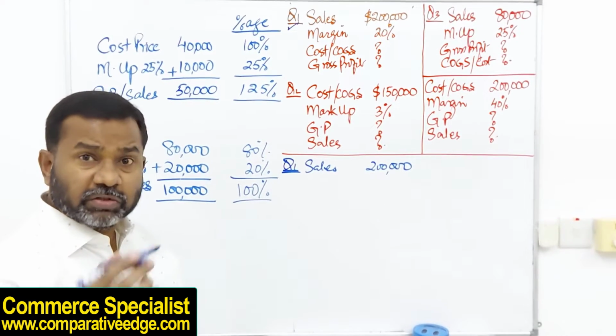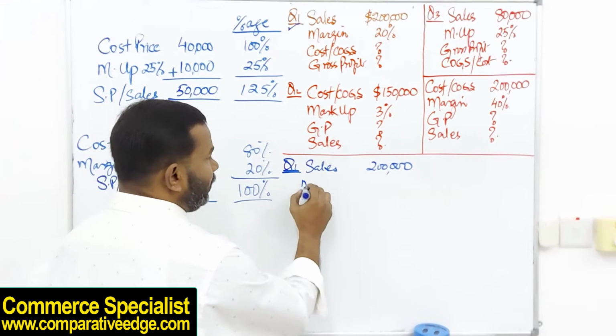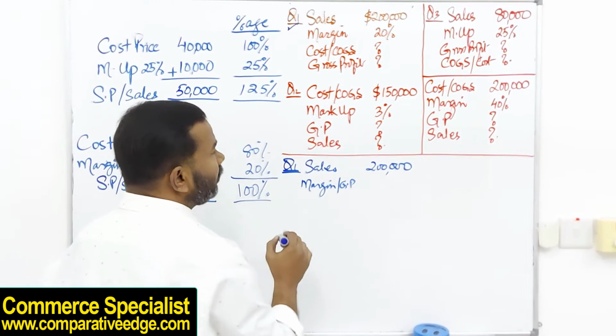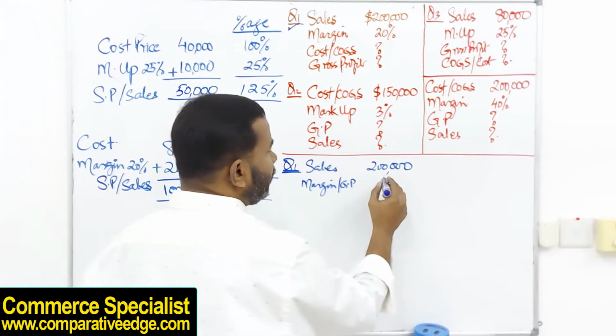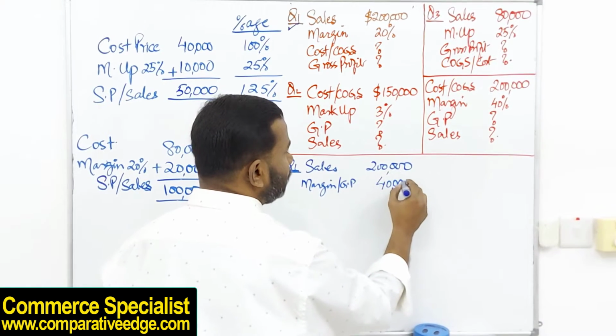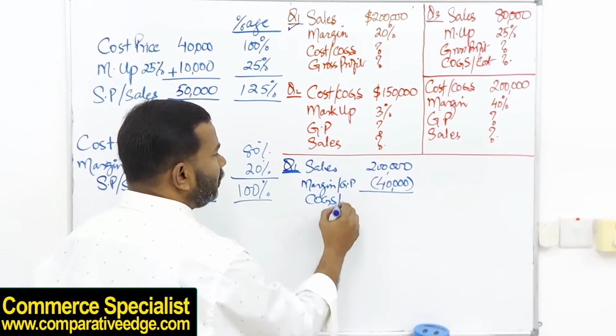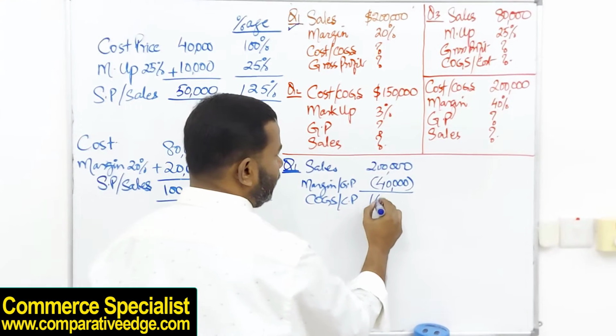Margin is 20%, which means gross profit. So I can write here margin. Alternatively, this is actually gross profit, 20%. 20% of this would be 40,000. From sales, when I minus, I'll get cost of goods sold or the cost price, whatever you call it, 160.